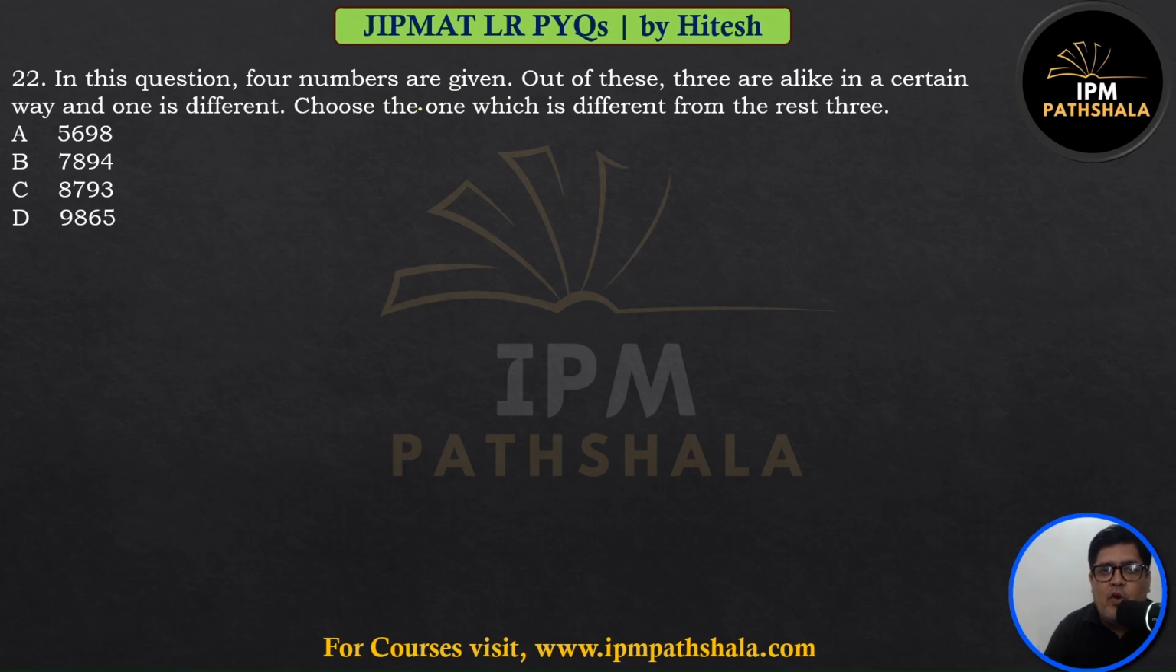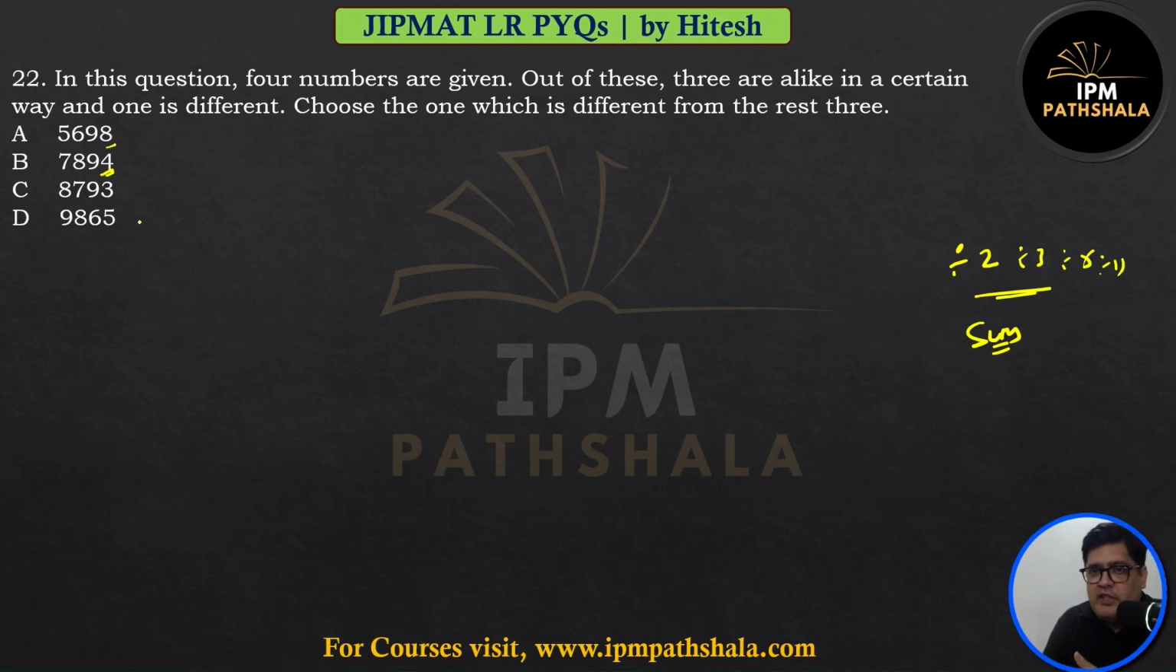In this question, four numbers are given. Out of these, three are alike in a certain way. One is different. Choose one which is different from the rest. So in such cases, it could be that you are looking for divisibility by 2 or by 3 or by 5 or by 11, or you're looking for sum of digits or some pattern. Usually it is about divisibility. So this is multiple of 4, multiple of 2, multiple of 2, others are not.